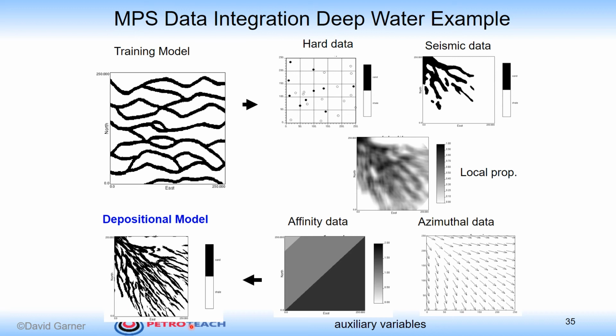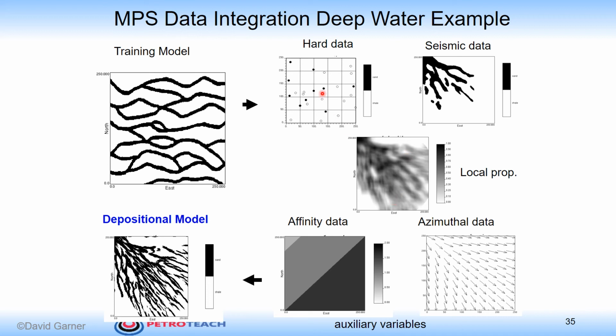Multi-point statistics uses a training image, so it's our concept model. It can be from a variety of sources: aerial photos, old models that are reused, or object models can be set up, not conditioned to wells, and used to get the shapes. We condition to the hard data. This is binary. Seismic could be used either as in this example, as a binary of net and gross facies, or it could be used as a local proportion.